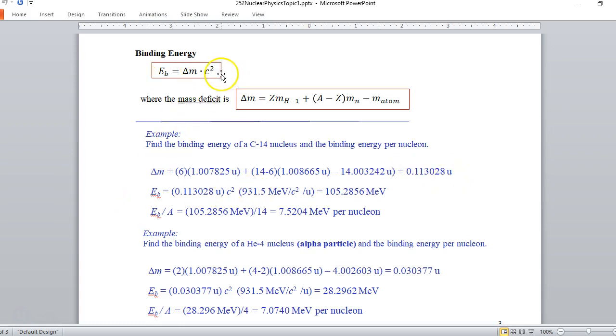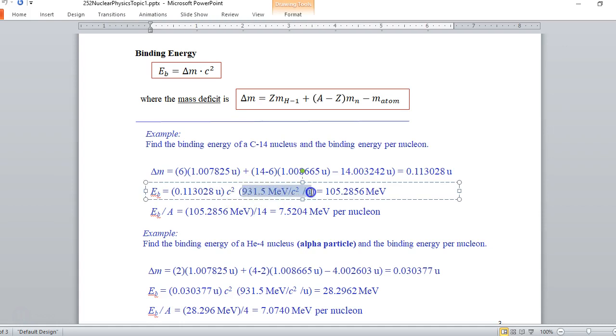Now watch this. To get the energy, I multiply by c squared, but I'm going to use this handy-dandy conversion factor. So I take my mass in U, no need to convert to kilograms. We're multiplying by c squared, but now I multiply by my conversion factor. There's 931.5 MeV per c squared in 1 U. So the c squareds cancel, the U's cancel, boom. Just multiply your mass deficit in U by 931.5. You're going to have the energy in MeV. So there it is right there.